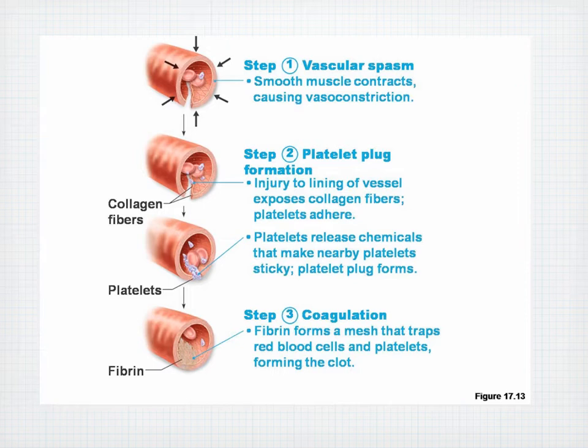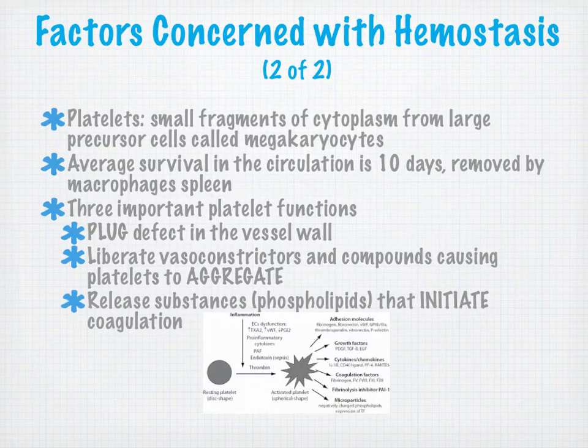And then step 3, there's your coagulation. And if you understand this slide right here, then you're way ahead of the power curve. All right, so factors again concerned with hemostasis. We've talked about platelets. So what are platelets? They're pieces of megakaryocytes, really. Their precursor cells are called megakaryocytes, and they end up being small fragments of cytoplasm. Their average survival time is 10 days, and then they get taken out like everything else.